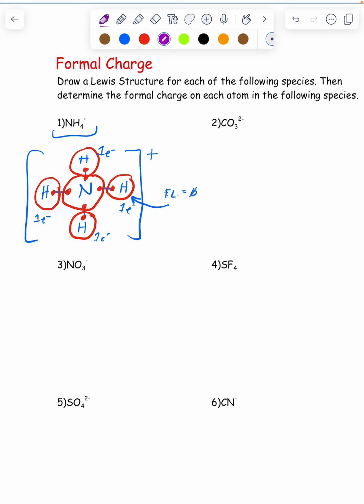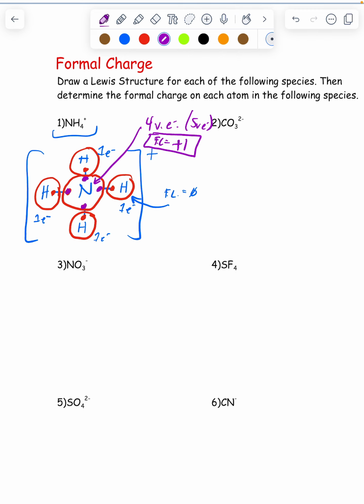The nitrogen, on the other hand, has 1, 2, 3, 4. So nitrogen has 4 valence electrons in this drawing. Nitrogen normally has 5, and so that means it's missing a valence electron, and that means that the positive charge is on the nitrogen in this drawing. So nitrogen has a formal charge of, actually I think I need to write it the other way, plus 1. So its formal charge is plus 1.